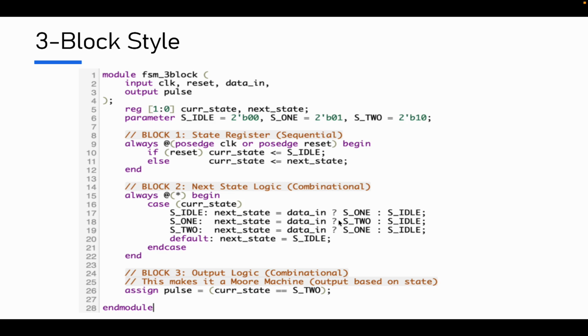You are telling that if data in is equal to 1, you will go to S2. If it is 0, again idle. Same way for the last state, S2, we are going to check for the next state. If data in is equal to 1, it will go to S1, or it will go to S idle. Default state is your S idle state. Now you will tell that assign pulse is equal to current state and the output at S2. If you have got 1 1, your pulse will become 1. That means you have detected the sequence 1 1.